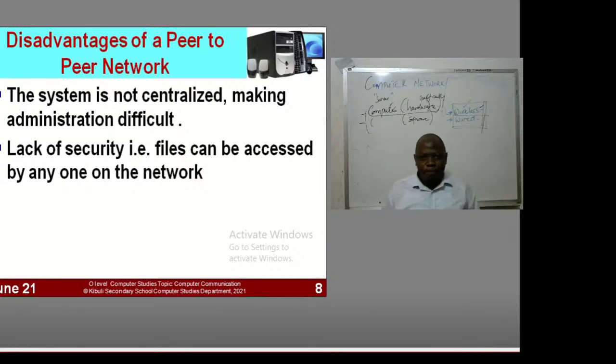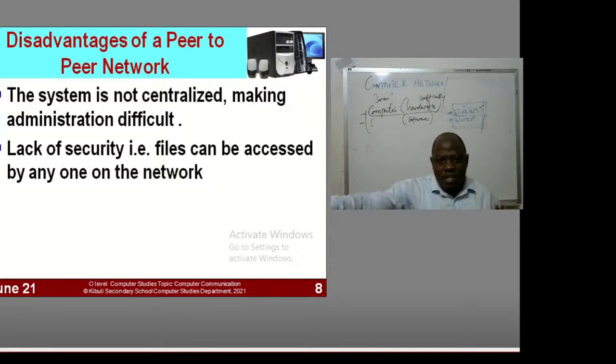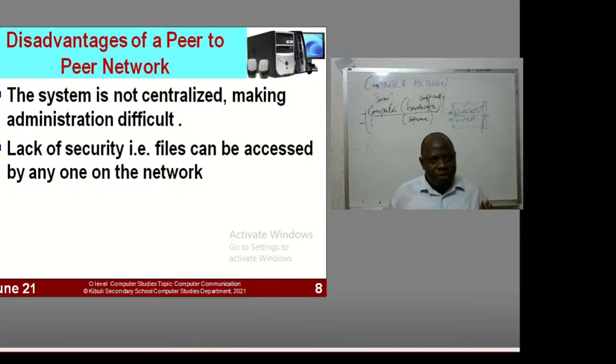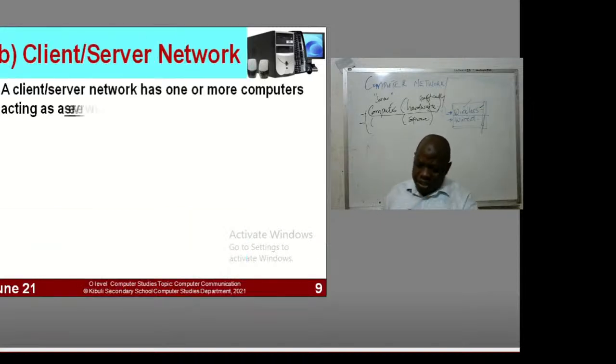So lack of security, i.e. files can be accessed by anyone. Because the moment you are looking at gadgets in a situation where we have peer-to-peer, there is total lack of security, because anybody can access the files and take the files without control. But when you have the server, you can control from there. But here, anybody who wants can take, and anybody who wants can delete, and that can be a disadvantage when it comes to peer-to-peer.